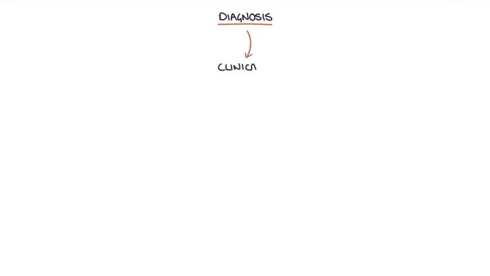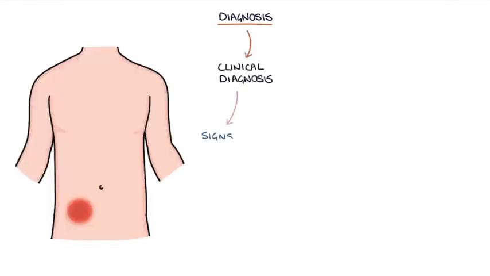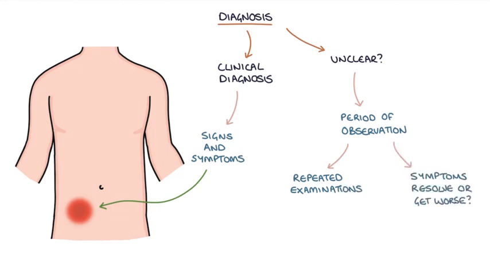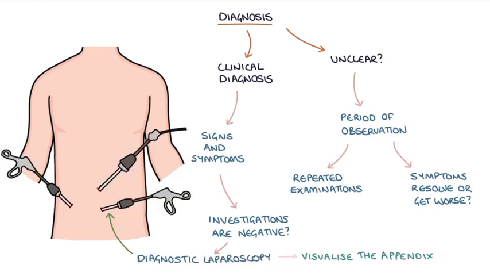Appendicitis is mostly a clinical diagnosis, meaning it's based on the signs and symptoms rather than a diagnostic test. Where the diagnosis is unclear, a period of observation can be used with repeated examinations over time to see whether the symptoms resolve or get worse. When a patient has a clinical presentation suggestive of appendicitis, but investigations are negative, the next step is to perform a diagnostic laparoscopy to visualize the appendix directly. The surgeon can proceed to appendicectomy during the same procedure if indicated.